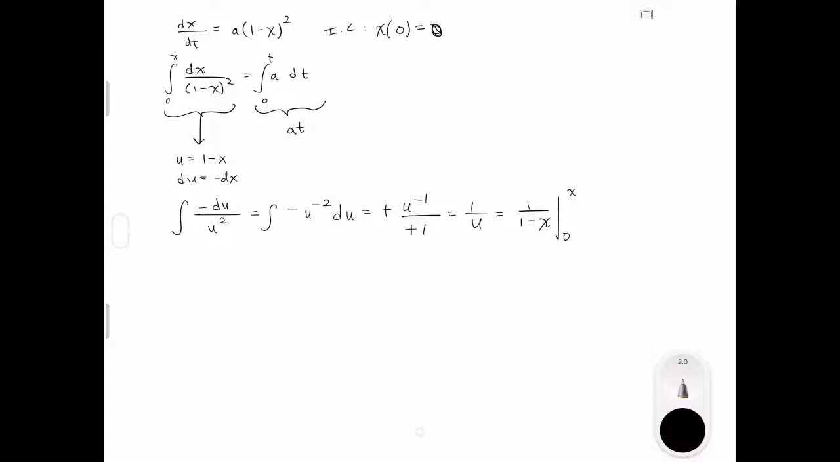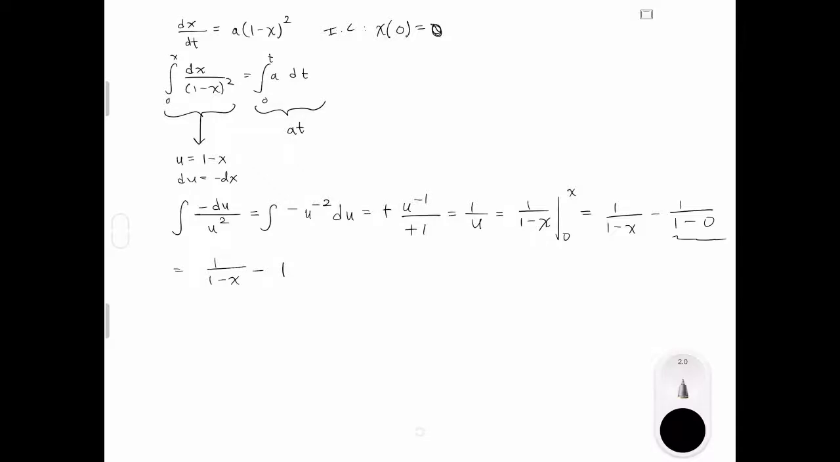Now we have to be a little careful, because you might first think that the zero one cancels out, but it doesn't, because when you plug it in, you'll see it equals 1 over 1 minus x minus 1 over 1 minus 0, and this is not 0, it's 1. So 1 over 1 minus x minus 1.